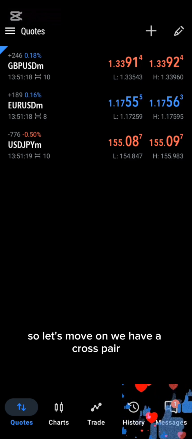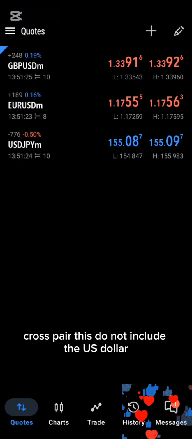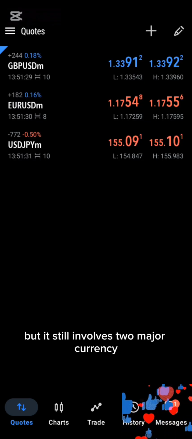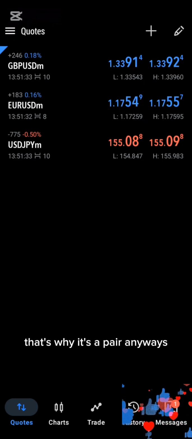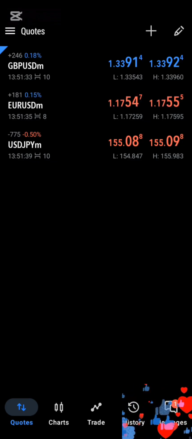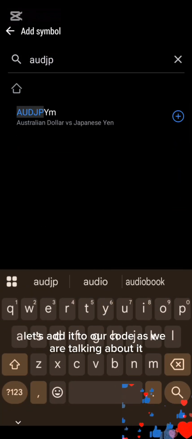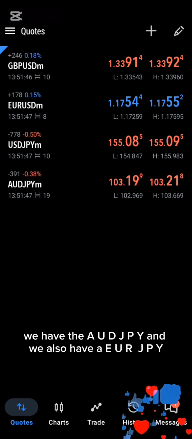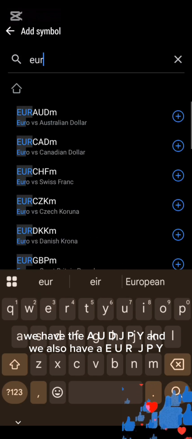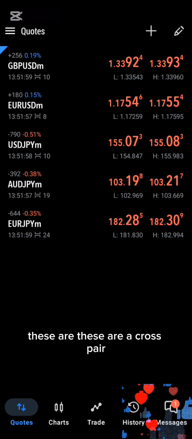So let's move on. We have a cross pair. What is a cross pair? When you say cross pair, this does not include the US dollar, but it still involves two major currencies. That's why it's a pair anyway. So examples of cross pair, we have the AUDJPY. Let's add it to our quote as we are talking about it. We also have the EURJPY here. These are cross pairs.